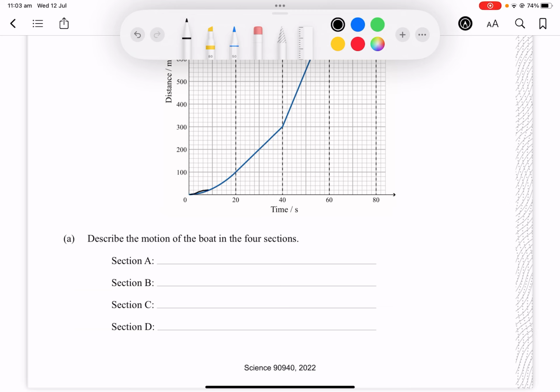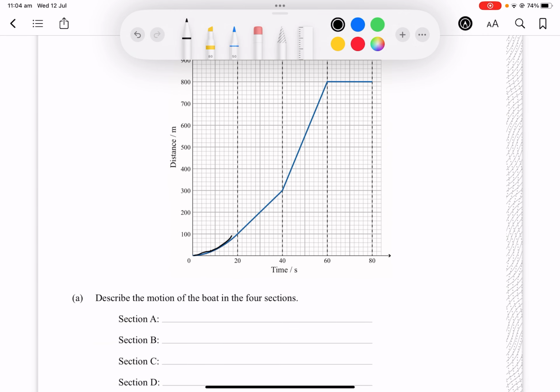Looking at section B, we're looking at a straight line. So we cover a constant amount of distance over time. A constant distance over time indicates that we are traveling at a constant speed. And that is the same for section C. So for section C, we're also traveling at a constant speed, since we're traveling at a constant amount of distance over time, which is seen by a straight line.